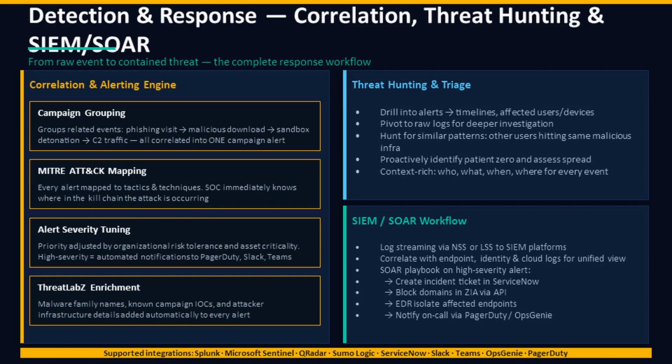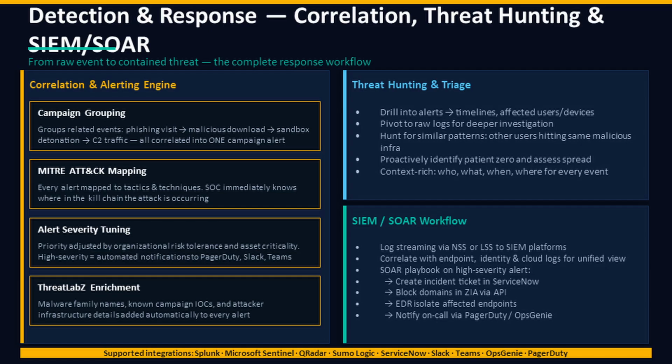Malware family name, known campaign associations, attacker infrastructure details, and related IOCs. An analyst looking at a campaign alert doesn't just see what happened on their network. They see what this malware family typically does next, what infrastructure it's known to use, and what other indicators they should hunt for. For threat hunting and triage, detection and response provides a drill-down investigation experience. From a campaign alert, analysts can explore the underlying events and timeline, see all affected users and devices, and pivot to raw logs for deeper investigation.